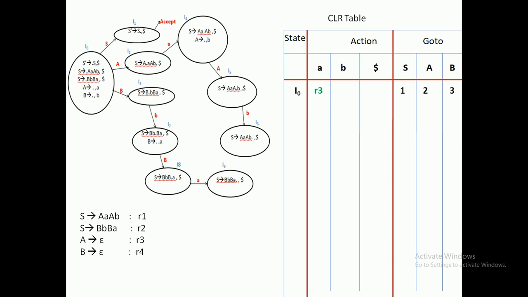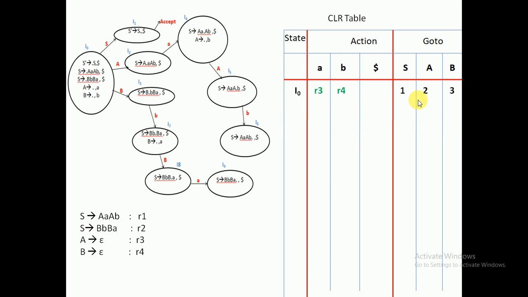In SLR we follow a different rule when filling this table. Similarly, in CLR there is a special rule for the reduce numbers: for every reduce production, we write the reduce number in the column of its lookahead. The lookahead of A is small a, so we write R3. Here B is also reducing. What is the lookahead for this production? Small b. So in the I0 state, in the column of b, we write R4, the production number for B deriving epsilon. Now these are all the I0 entries.